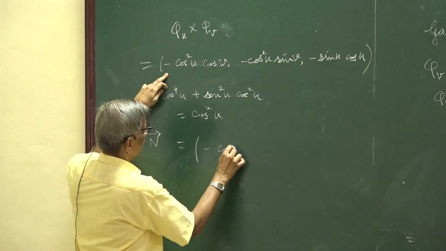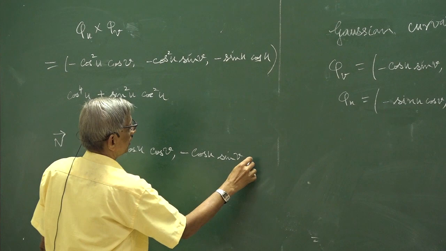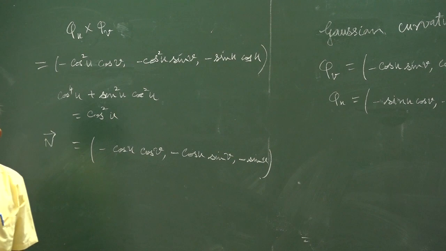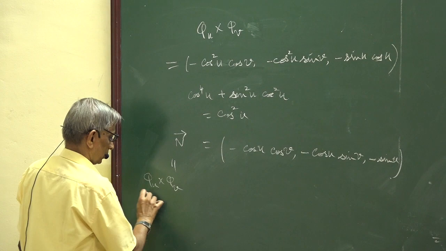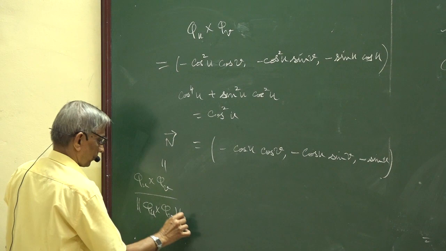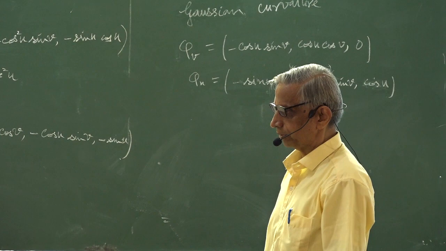minus cos u cos v, minus cos u sin v, minus sin u. Just divide this by this. So n by definition is phi u cross phi v divided by its norm. Of course, where cos u is negative, you will get the sign changed. Mod cos u will be minus cos u, so this will be plus, this will be plus, this will be plus.